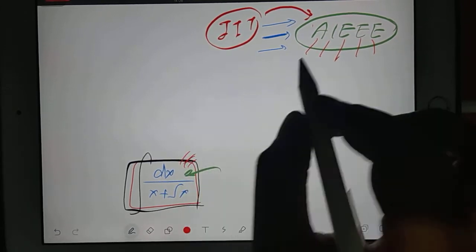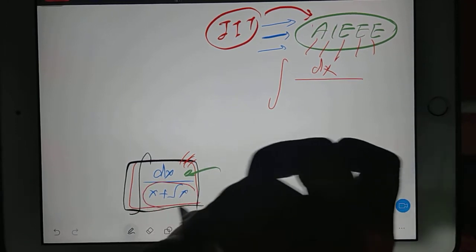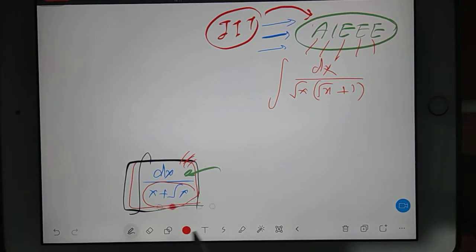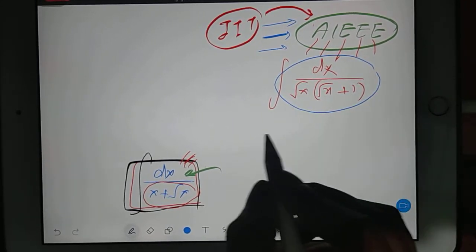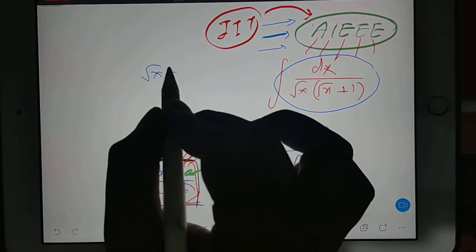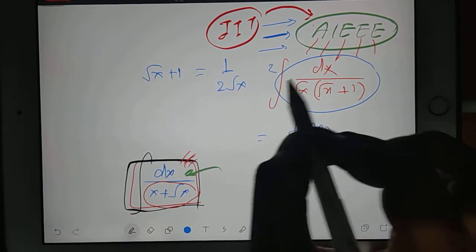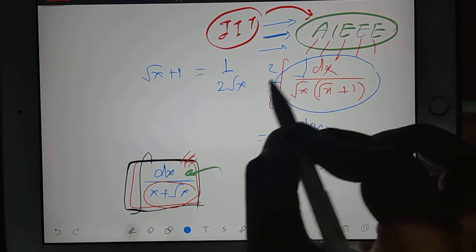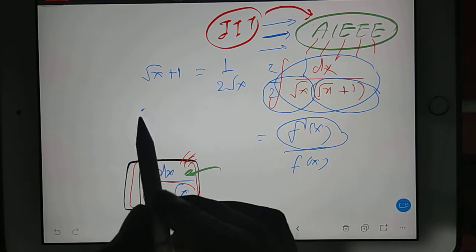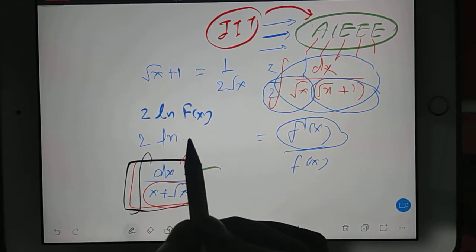So see, this kind of question is very easy. dx is there, and from this you take root x common. So root x plus 1 will be remaining. After that, this is nothing but the f dash x by f x form. Because when you differentiate root x plus 1, you get 1 by 2 root x, correct? So if you multiply by 2 here and divide by 2 here, this 1 by 2 root x is your f dash x value and this is your f x value. So your answer is going to be 2 ln f x, meaning 2 ln of root x plus 1.